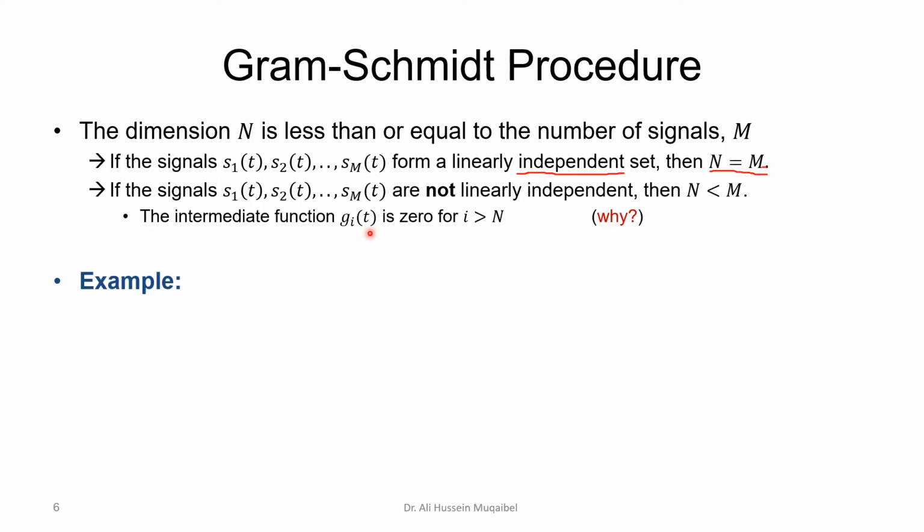The intermediate function d is 0 for i greater than n. So if you continue beyond the number of bases, of course, all the functions would be 0, and this is why we don't need additional basis functions.